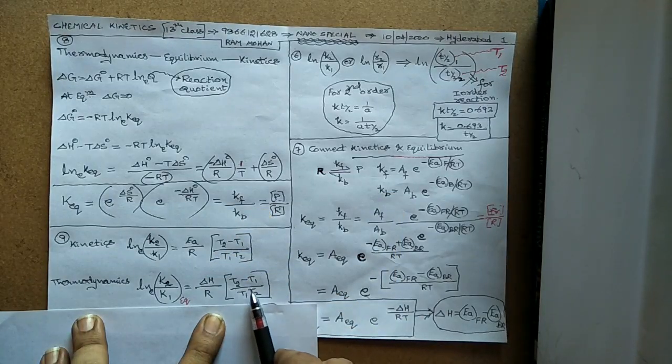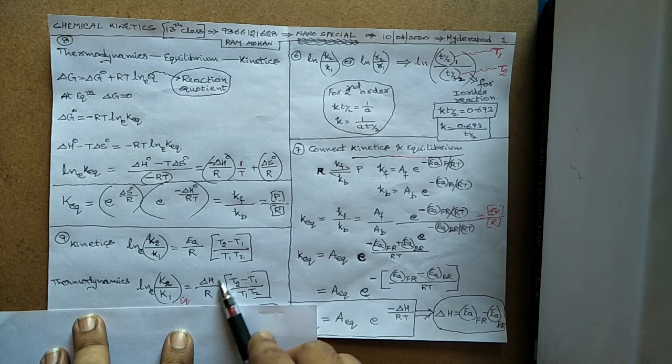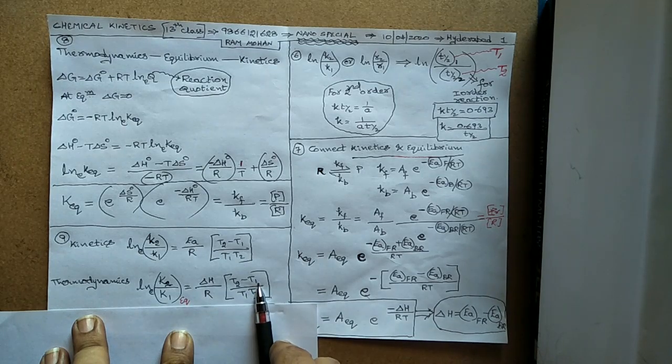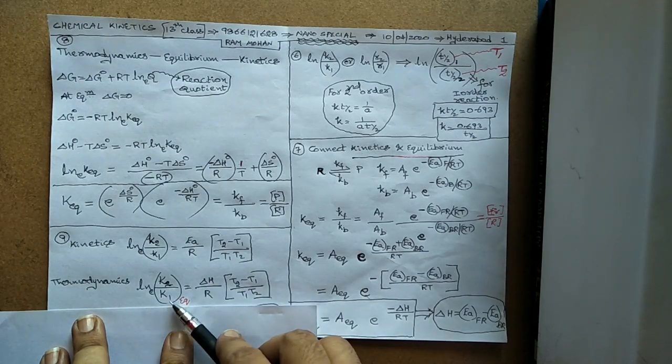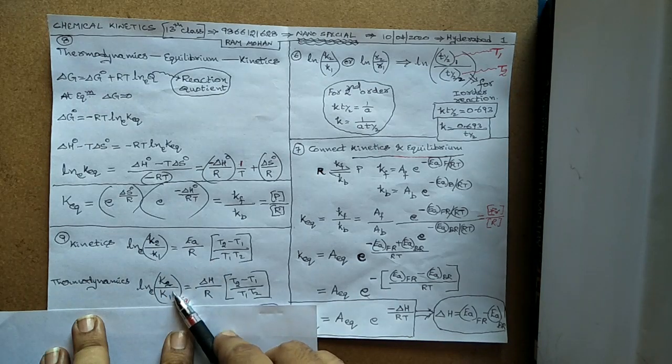and if you increase the temperature from T1 to T2, when this is positive, K2 is greater than K1. When will this be positive? Provided endothermic. So for the endothermic case, with rise in temperature from T1 to T2, K increases from K1 to K2, or you can say the equilibrium constant increases from K1 to K2.